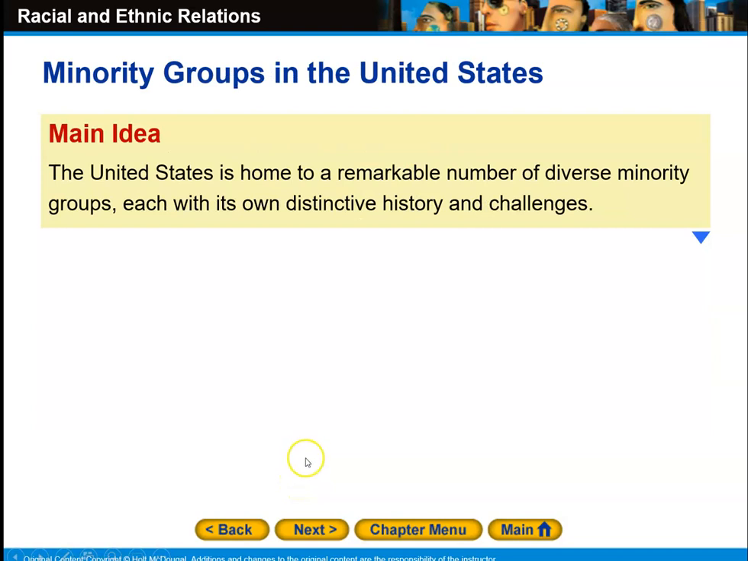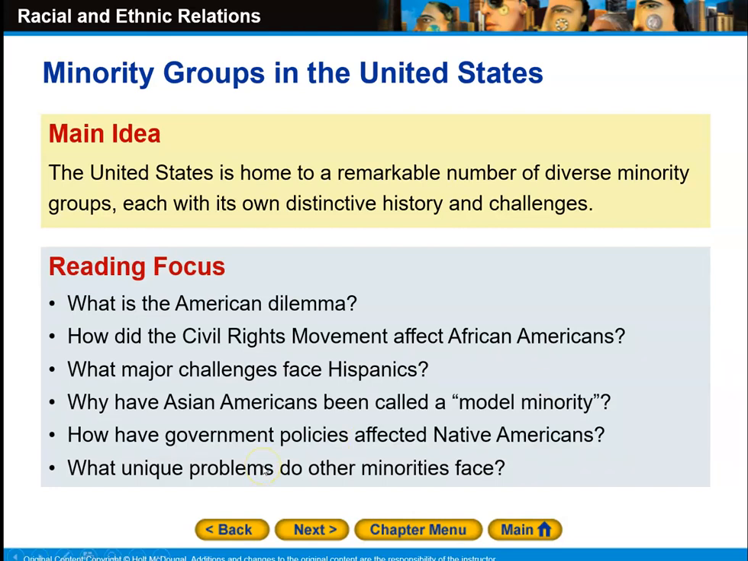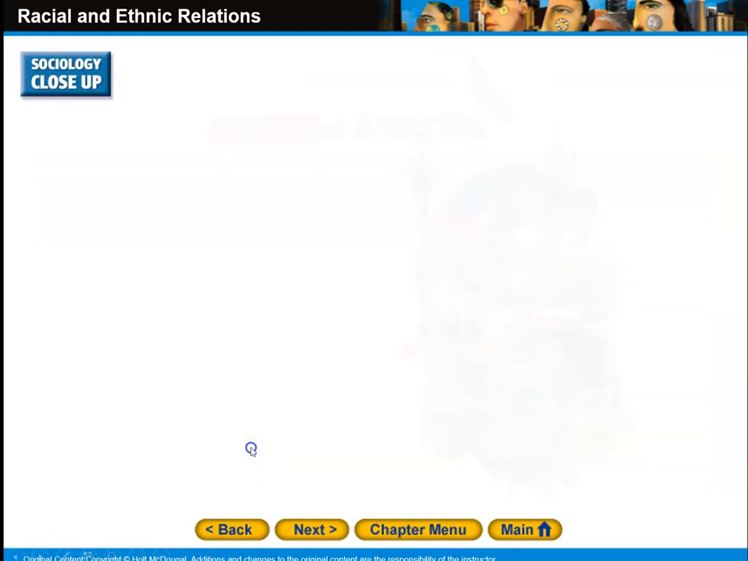So the main idea for this section is that the United States is home to a remarkable number of diverse minority groups, each with its own distinctive history and challenges. What we want to focus on in this section is, what is the American dilemma? How did the civil rights movement affect African Americans? What major challenges face Hispanics? Why have Asian Americans been called the model minority? How have government policies affected Native Americans? What unique problems do other minorities face?